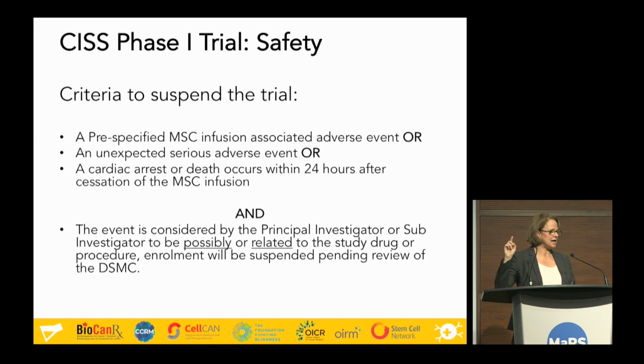If a serious unexpected adverse event happened within our clinical trial, that would also cause the trial to be suspended. Or if the patient died within the 24 hours after cessation of the MSC infusion, that would cause the trial to be suspended. And if the event was considered possibly or probably related to the study drug or study procedure, then that causes the suspension of the study pending review of the DSMC.